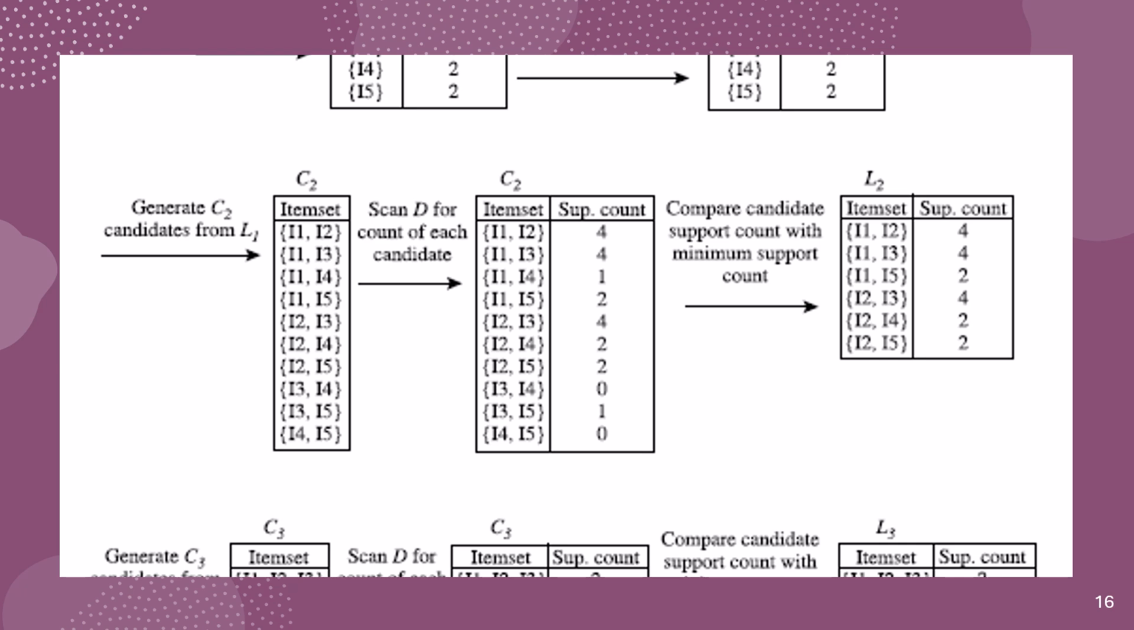Although the join results in {I1, I2, I3, I5}, the itemset {I1, I2, I3, I5} is pruned because its subset {I2, I3, I5} is not frequent. C4 is empty, and the algorithm terminates, having found all of the frequent itemsets.